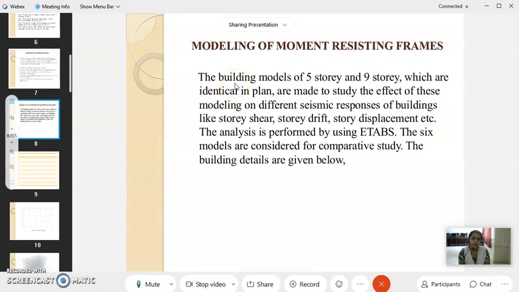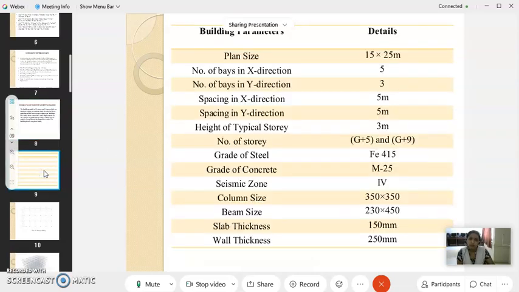Next, modeling of moment resisting frame. The building models are G plus 5 story and G plus 9 story. The analysis is performed by using ETABS software. These are the parameters of the building.